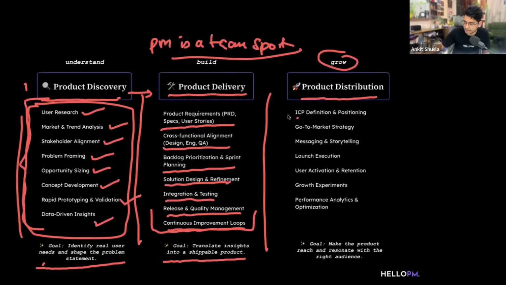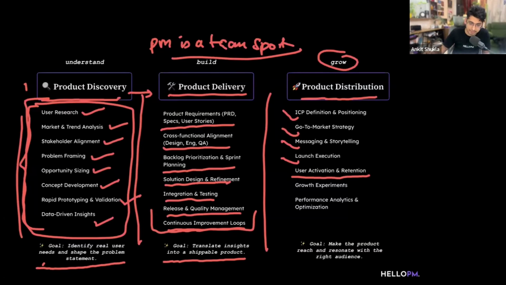Here, you create ideal customer profiles, which is ICP, or a more sophisticated version of a persona in a B2B environment. Then you create a go-to-market strategy, you create the messaging and storytelling, you launch, you talk about user activation and retention. How do you bring the users? How do you make them active on the platform? How do you keep them coming back?